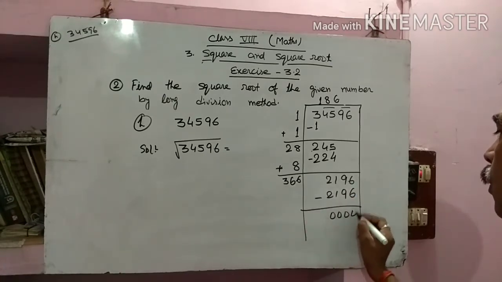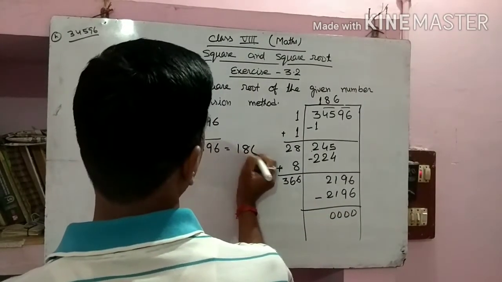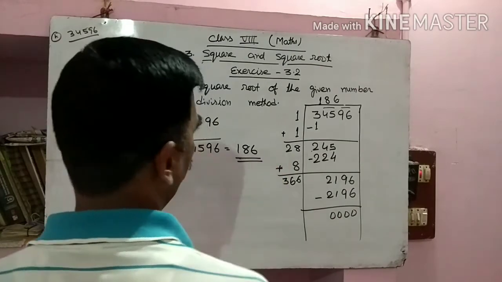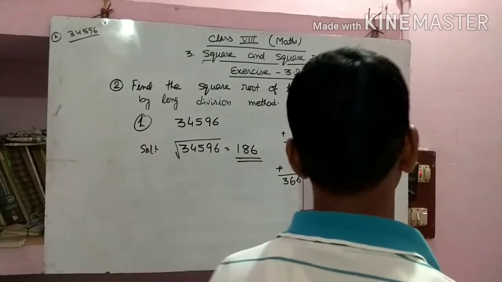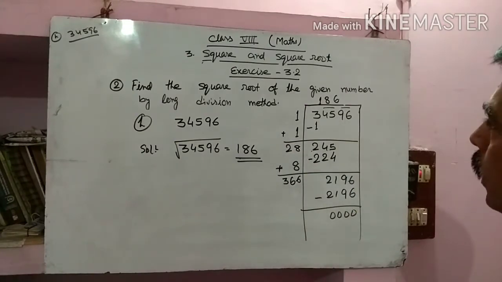Then what will we get? 0. Okay, so 186 is the perfect square of this number. We got this number by using the long division method. There are many questions here. Try to solve them. Okay.